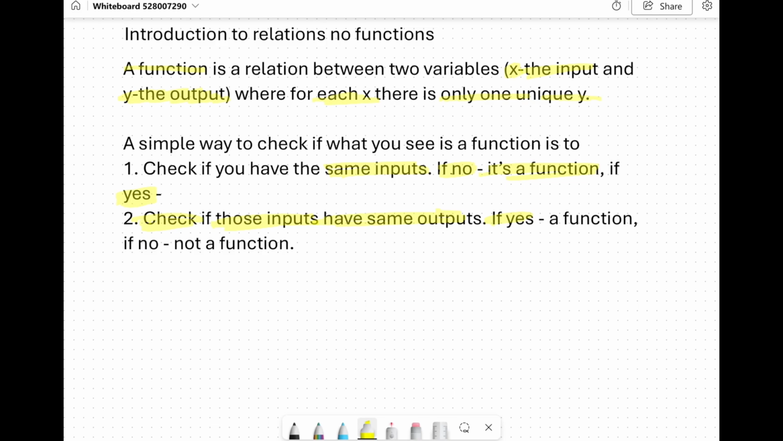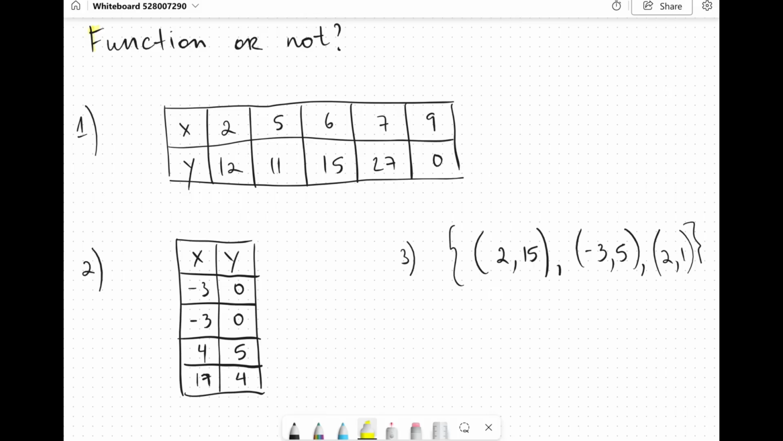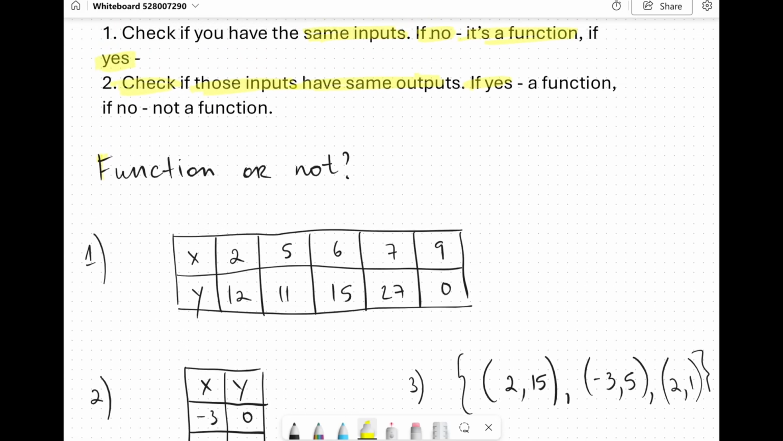So let's go ahead and look at a few problems that ask you just that. Is what you see in front of you a function or is it not a function? Here are the first three questions, and all of them ask you, are these functions or are they not functions? So your answer should simply be yes, it's a function, or no, it's not a function. Remember the steps of checking.